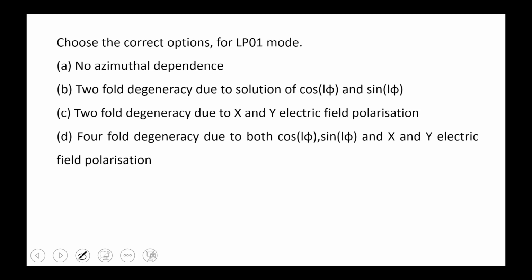One question about the LP01 mode was asked by Lalli Kumari on Google Classroom. We have to answer which options are correct here. Anyone can answer regarding the mode of the fiber, if anyone wants to answer or has any idea about this.